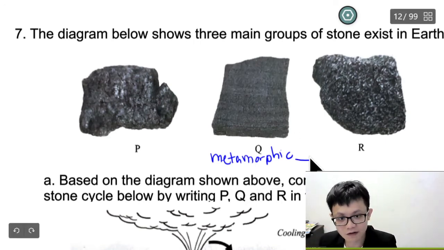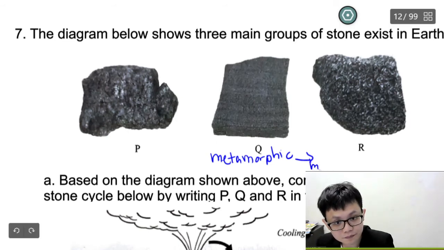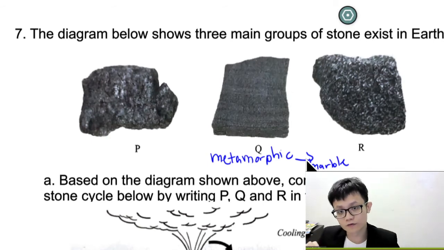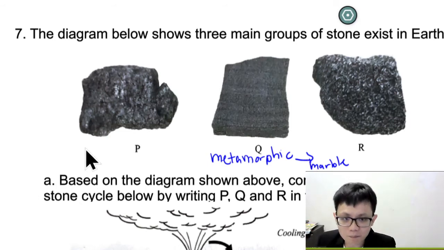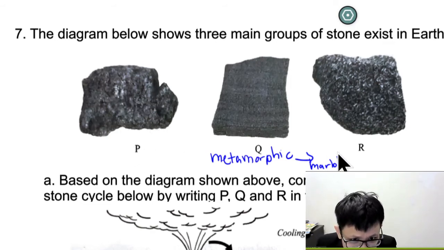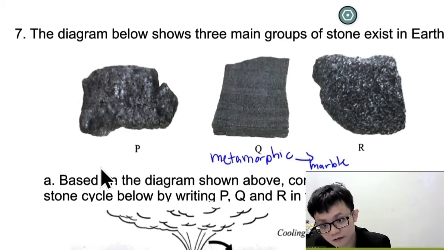Maybe we can give some examples, like marble, because marble is very hard, right? And you can see it's very smooth due to the pressure and the temperature that compress it. And then P, I think P and R are quite similar. So P, I think it will be a granite rock. Okay, so a granite rock will be an igneous rock.